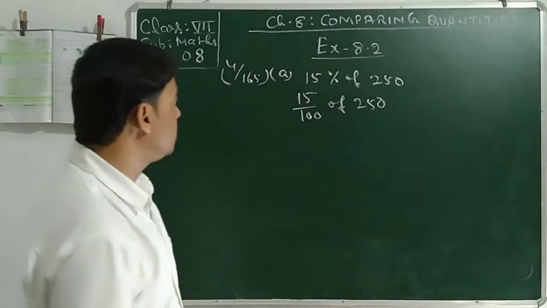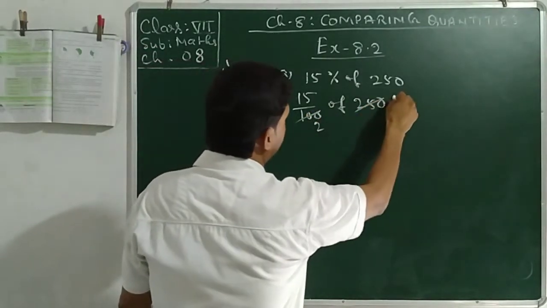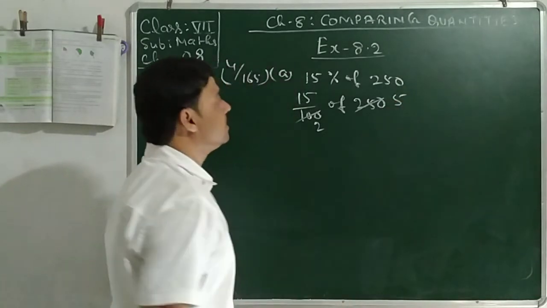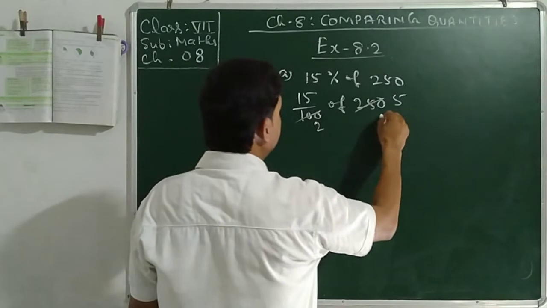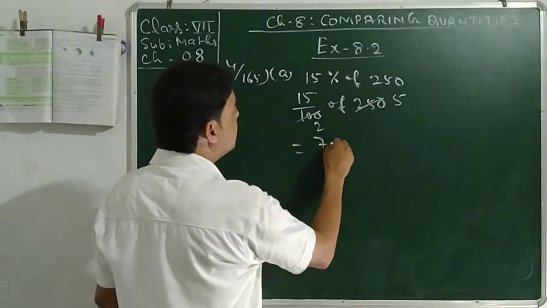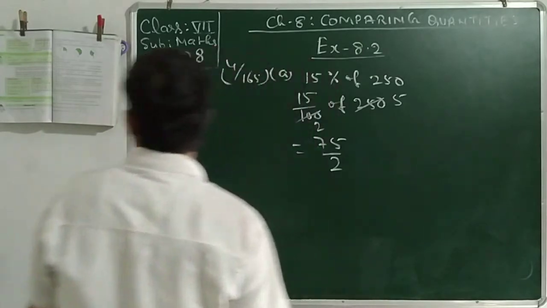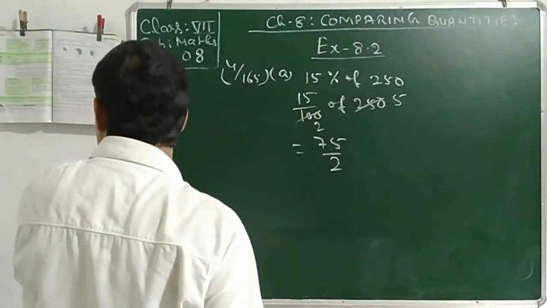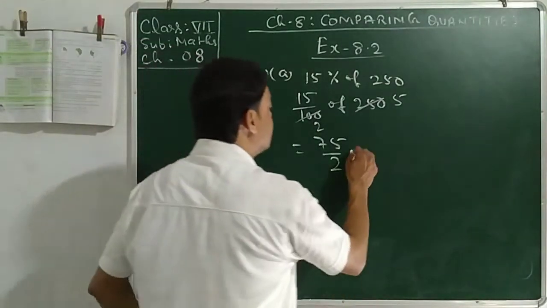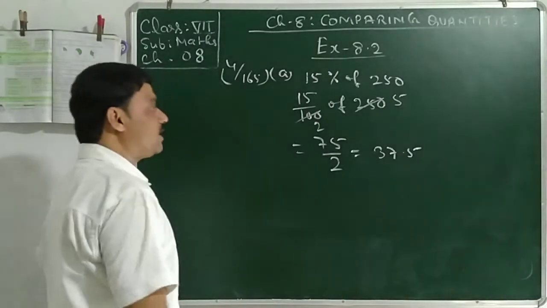You can reduce that: 5 2s are 10, 5 5s are 25, 5 5s are 250 reduces. So it became 15 5s are 75 by 2. That we can write in decimal as 37.5 also. Whatever you want, you can write.